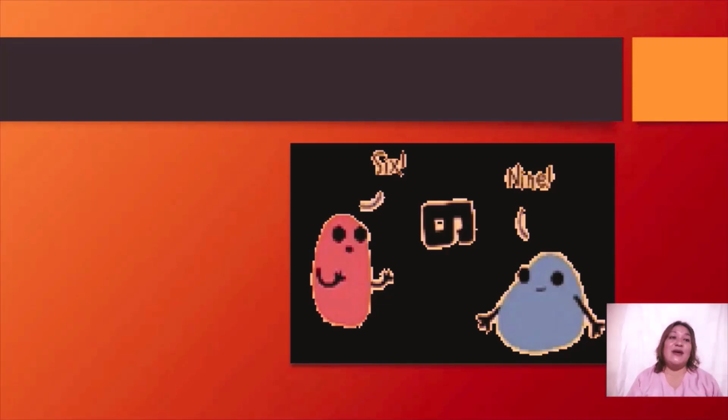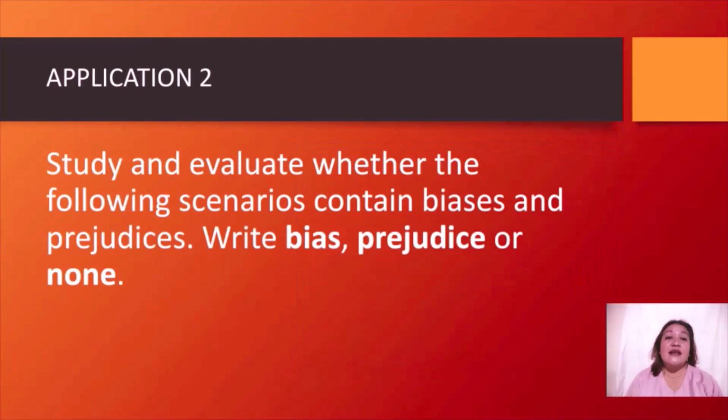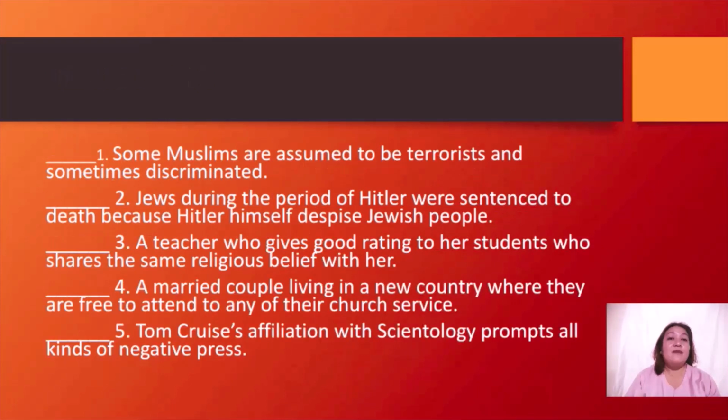So, is there any question or are there any questions? Okay, so you want more exercises. So let's have a second round of exercise. Study and evaluate whether the following scenarios contain biases and prejudices. Write bias, prejudice, or none. Some Muslims are assumed to be terrorists and sometimes discriminated. So, what is your answer? Okay, very good. That is prejudice.